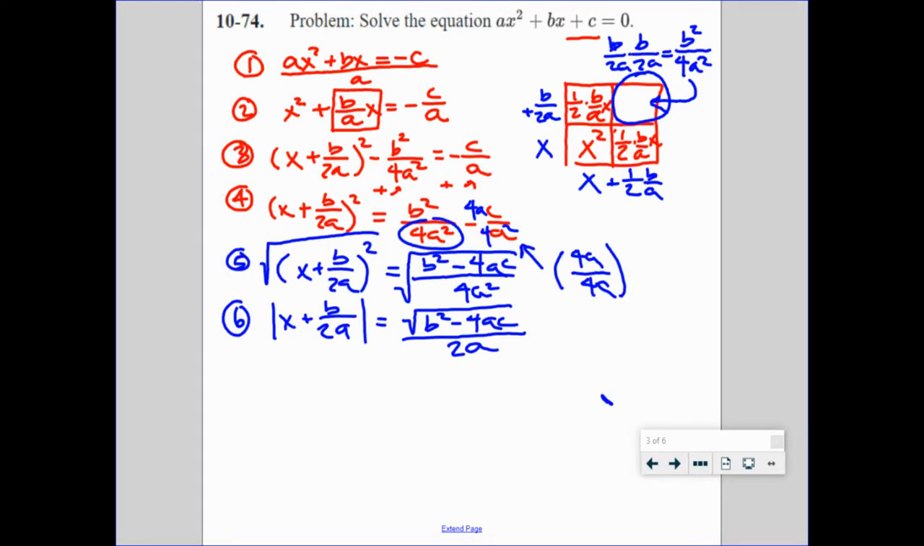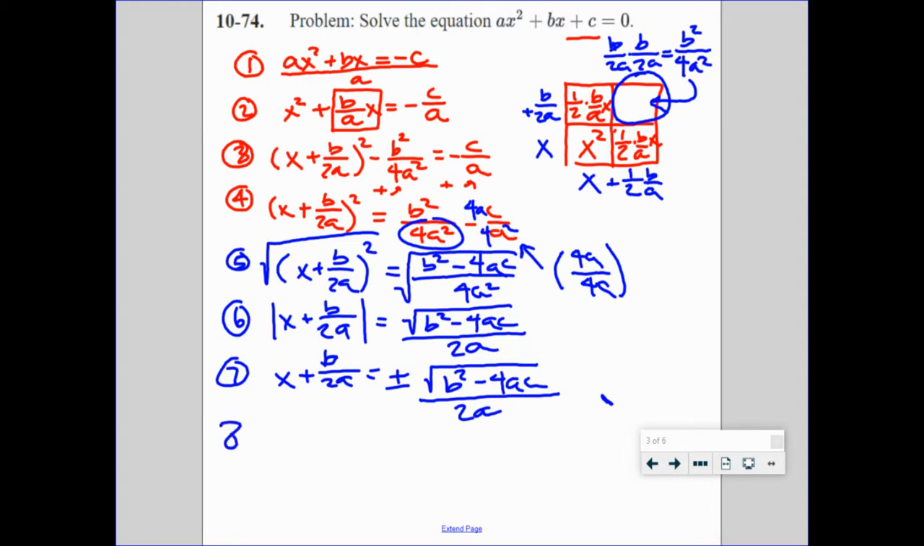What do we do when we take the absolute value of one side? That gives you our two equations, the plus something and minus something, remember? So we are going to be left with x plus b over 2a equals plus or minus the square root of b squared minus 4ac all over 2a. And we are almost there, as you can tell.